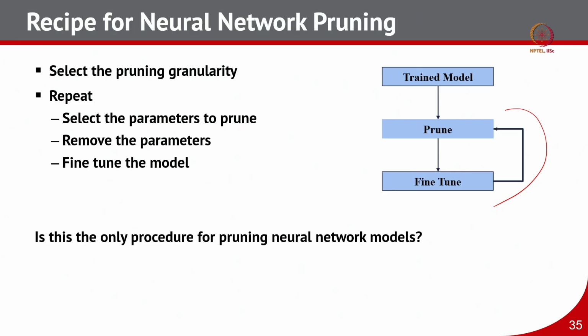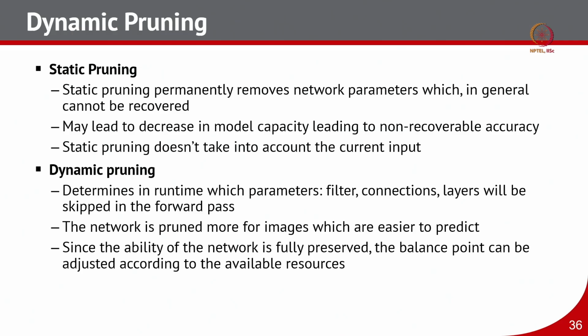Now the question is, is this the only procedure for pruning the neural network model? Of course not, otherwise the lecture would have been finished here only, right. So there are some pruning technique which is known as dynamic pruning. So far whatever we discussed is called static pruning. Now in static pruning, we permanently remove the network parameter, which in general cannot be recovered. So let us say we train a model and then we find the importance of some parameter through, let us say, derivative based or scaling based or whatever, and then we just remove the parameters for good, right. So we cannot recover those parameters. So that is what happens in static pruning.